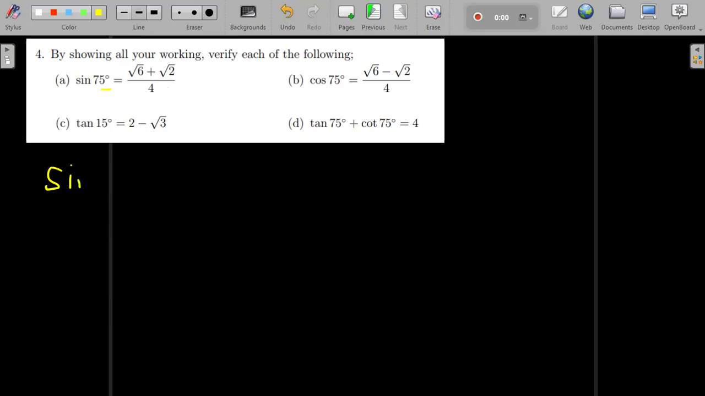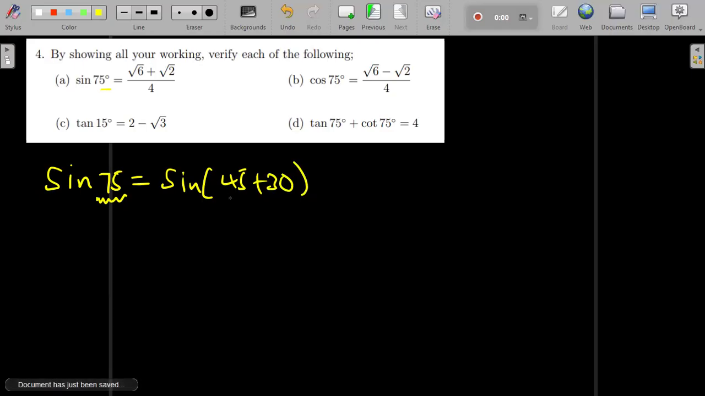So we're going to say sine 75 here is equal to... we're going to look for two angles such that when we add them, they give us 75. So that would be sine, okay? What angles can I get? I'm going to have 45, because it's a special angle, plus 30.